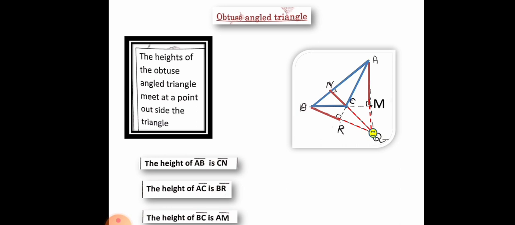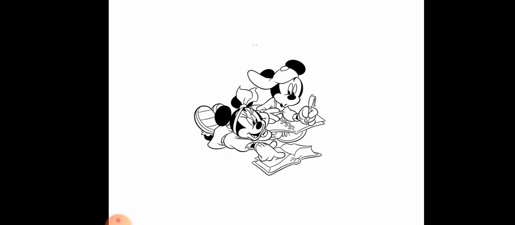While in the right angle triangle, they intersect at the vertex of the right angle. Now, this was the lesson. I hope you study these three remarks till I meet you in the class.